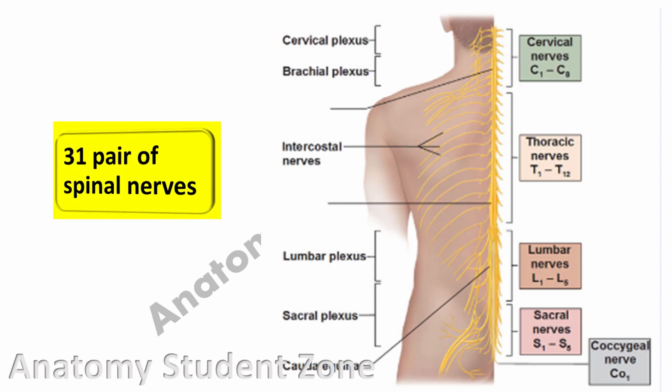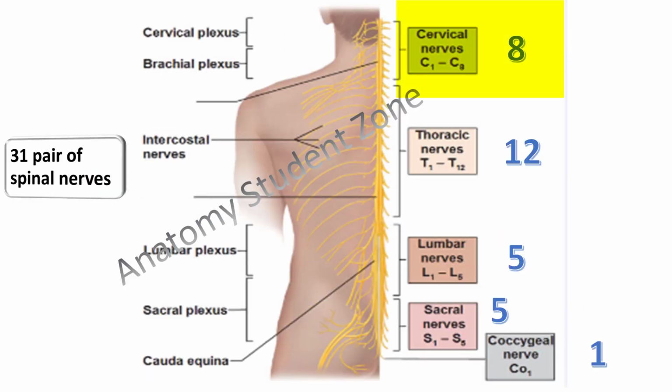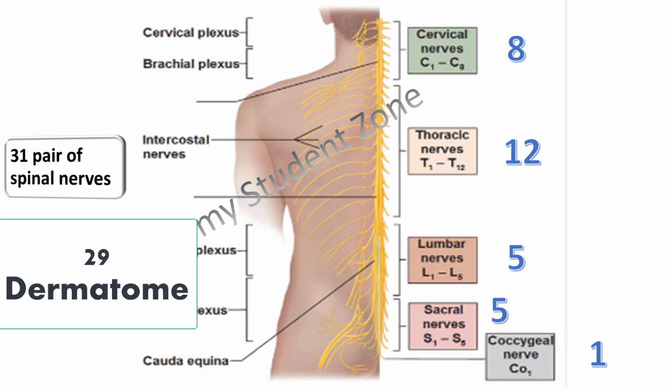So moving towards the main topic, as all of us know, there are 31 bilateral pairs of spinal nerves, and they are named from the vertebrae they correspond to. Spinal nerves are 8 cervical, 12 thoracic, 5 lumbar, 5 sacral and 1 coccygeal. So there are the 31 spinal nerves. But remember, there are 29 dermatomes. It is very difficult to remember all these dermatomes, but I will try my best to cover all of them so that it becomes easy for you.